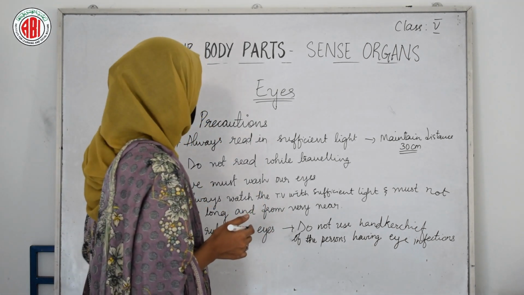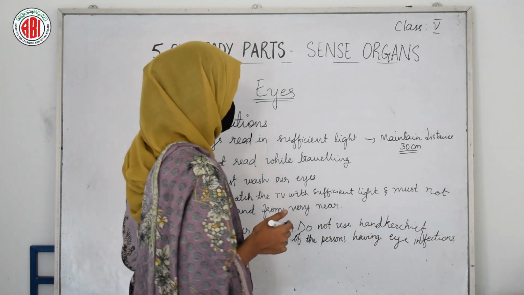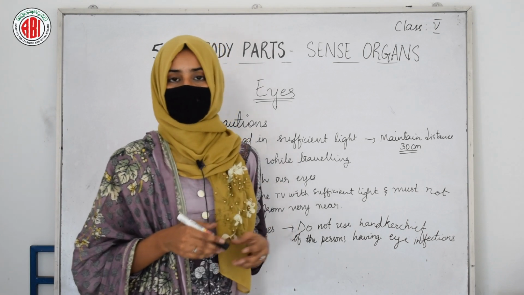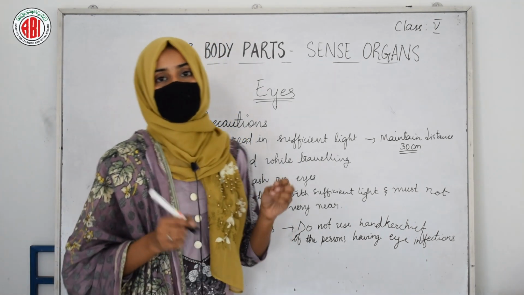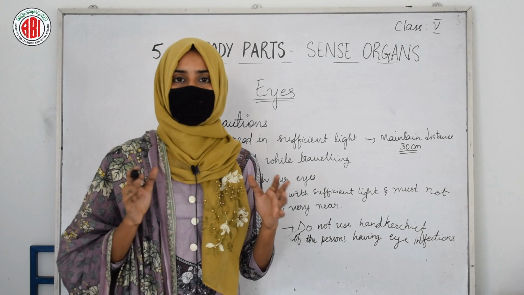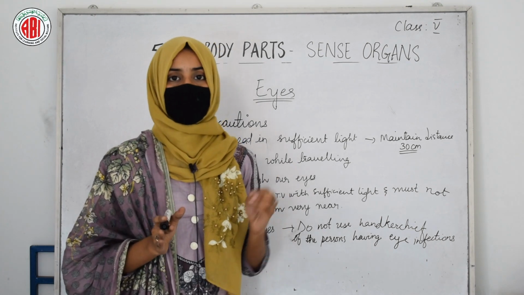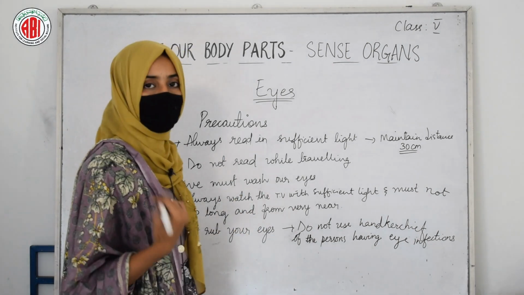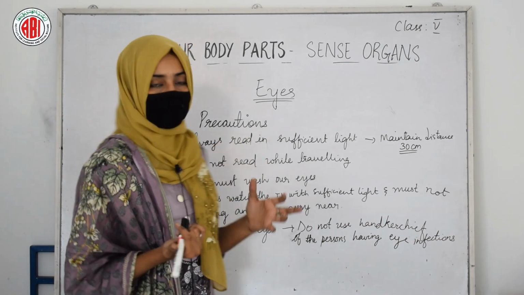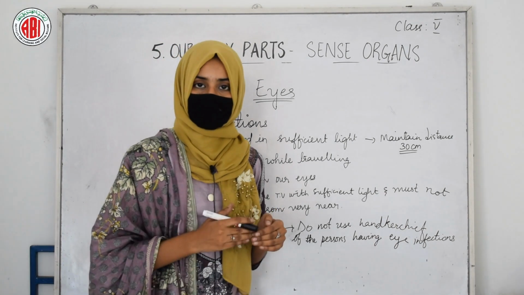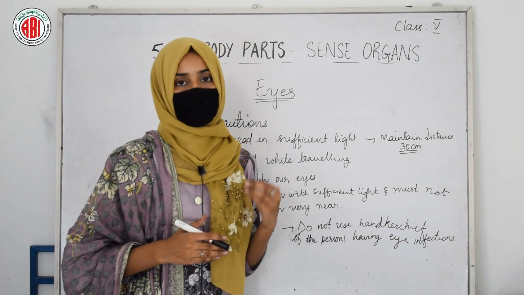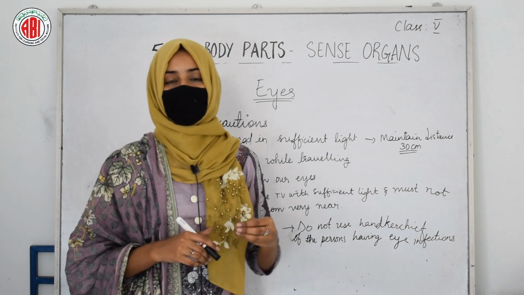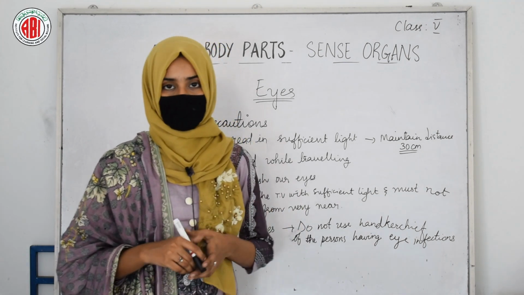Next one is always watch the television with sufficient light. Whenever you are sitting to watch the programs on your television, be sure that sufficient light is present in that room, and you must not watch television for too long and from very near. You should sit at a distance of at least 2 meters, and you should not watch that television for a longer period of time. It can also damage your eyes.